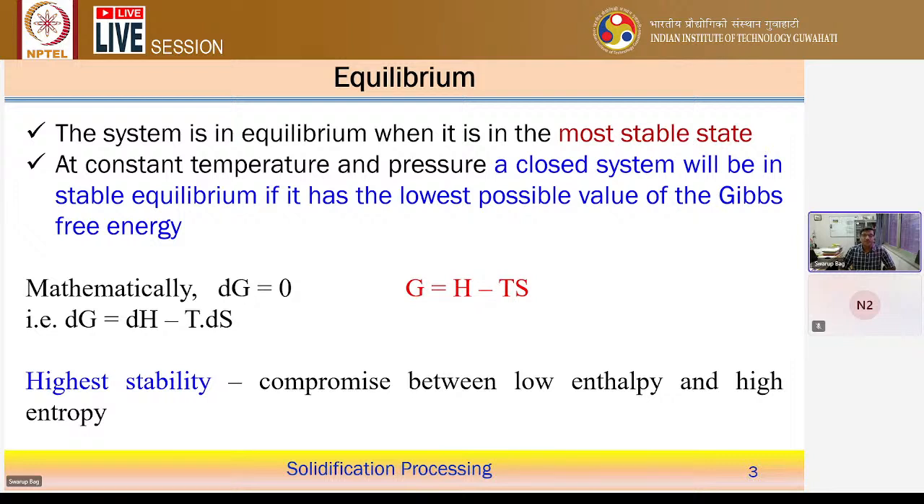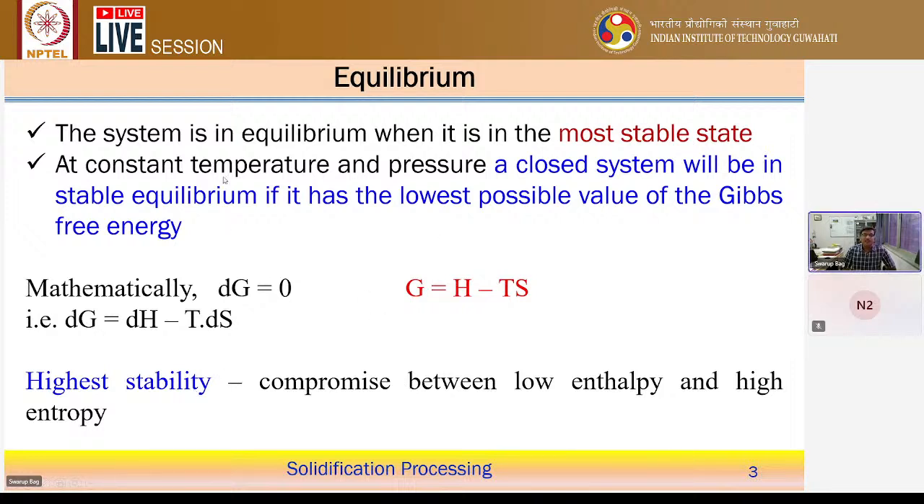So basically, this Gibbs free energy is a parameter we use to understand the equilibrium state of a particular system. The absolute value of the Gibbs free energy can be expressed as G = H - TS. Mathematically, when a change of the Gibbs free energy happens at constant temperature, we can say that dG = dH - T dS.